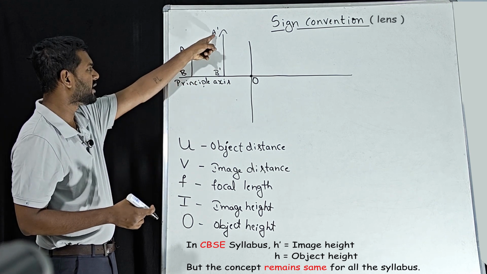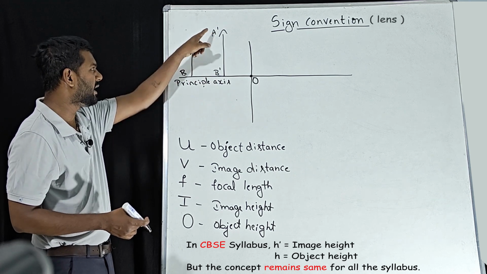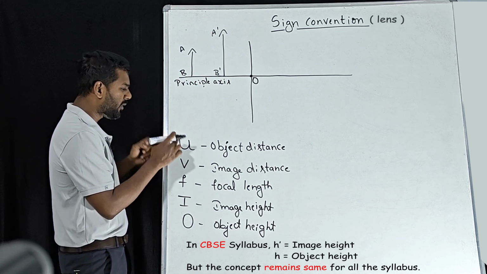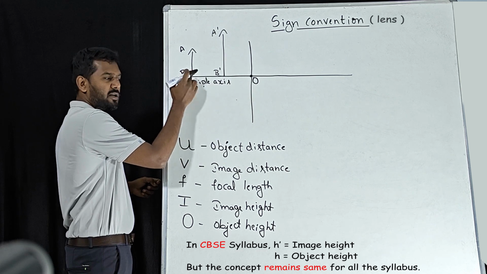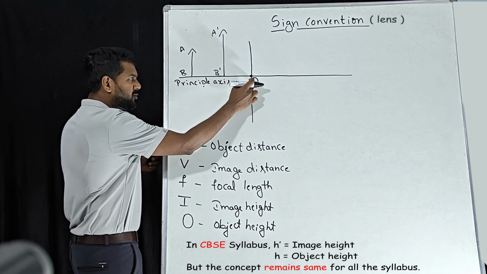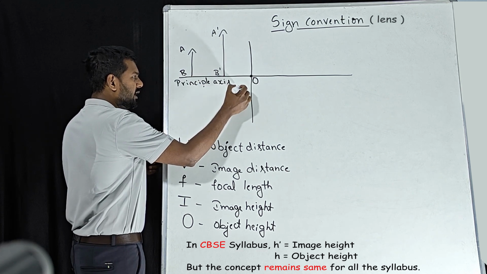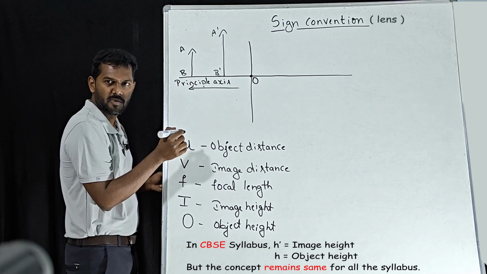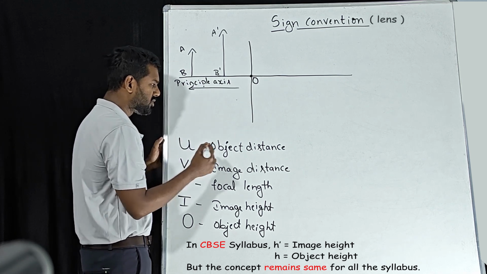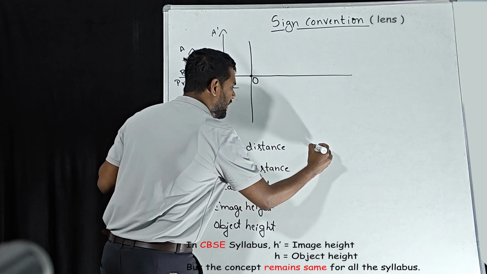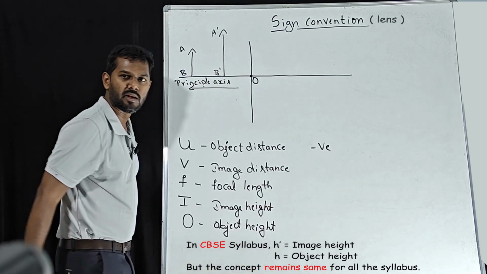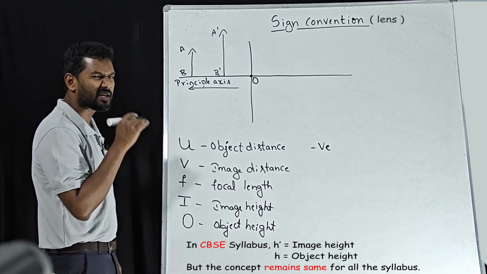So that's why I am using A dash and B dash, not B dash and A dash. Now what is object distance? From the optic center to the object, it is in this direction, correct? It is in this direction. So for now, object distance u is negative.